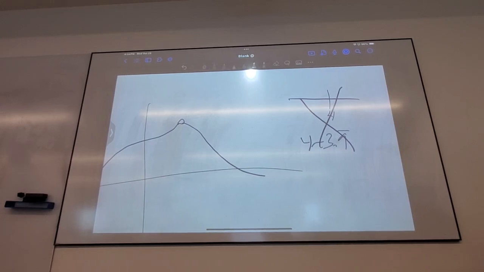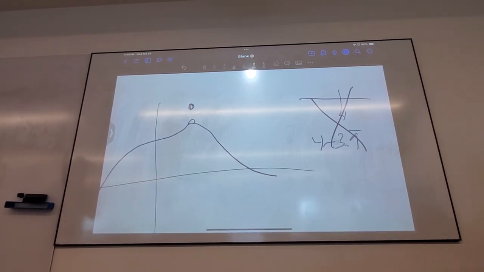What if there's a removable discontinuity above it? Oh, like if there was a thing here? No.